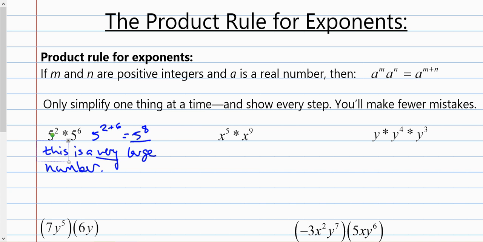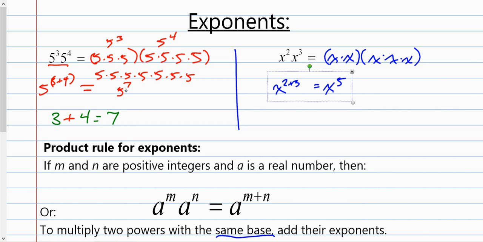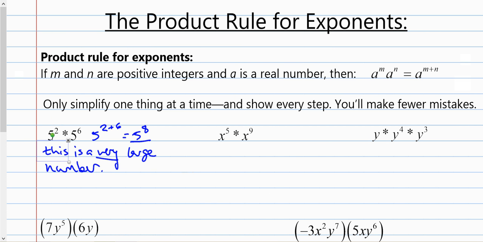On a previous slide, we could have tried to evaluate 5 to the 7th, but I'd like to just leave it as 5 to the 7th. So moving forward, this 5 to the 8th is my final answer. With x to the 5th times x to the 9th. Again, I know you can add those two numbers in your head, but I would really like you to show x to the 5 plus 9, which is then x to the 14th. And that would be the final answer.